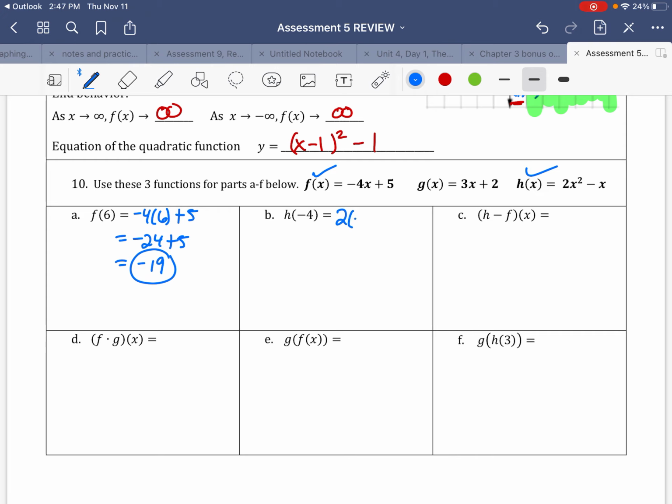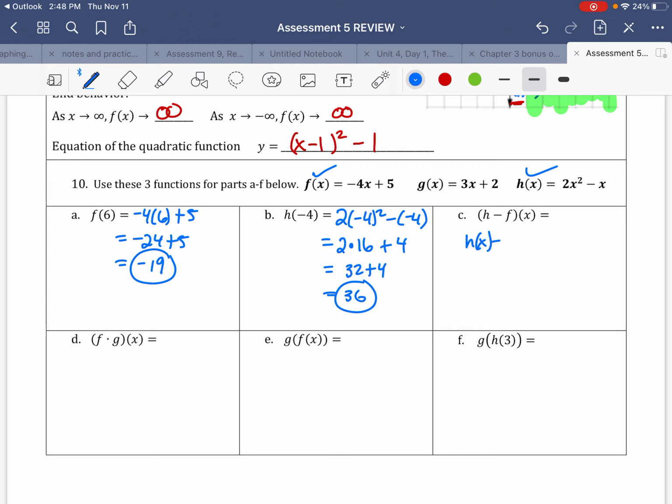H of -4, so I'm going to do this guy. So 2 times -4 squared minus -4. I put parentheses. So -4 squared is 16. So this is 2 times 16. Over here, 2 negatives makes a positive 4. So I got 32 plus 4, so 36.